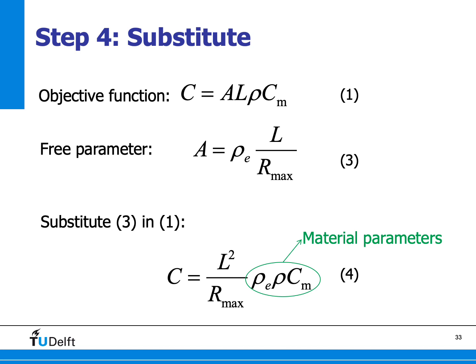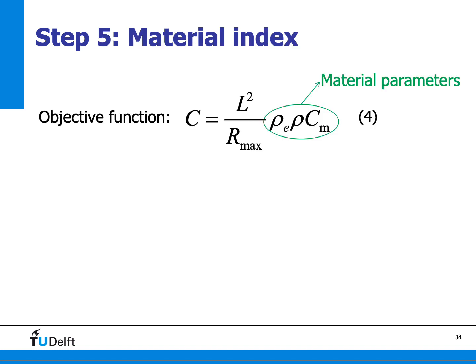There is a geometrical parameter L. There's one related from the boundary condition to the resistivity, to the resistance, and then there are three material properties: the resistivity, the density, and the material cost per kilogram. So in the last step we're going to derive the material index, or isolate the material index from the equation that we obtained from the previous slide written down here.